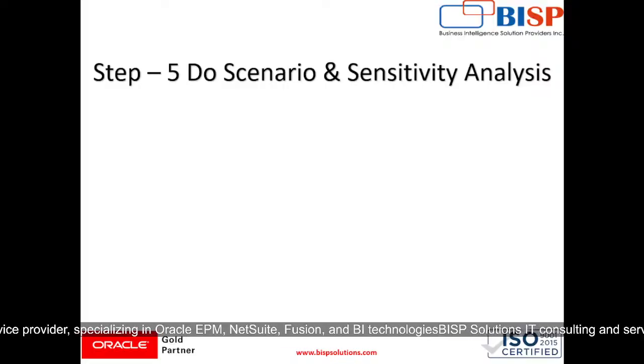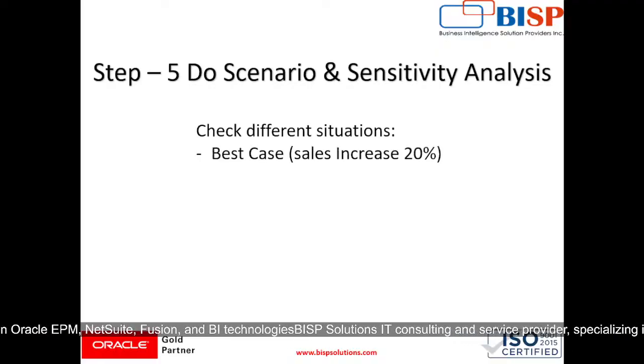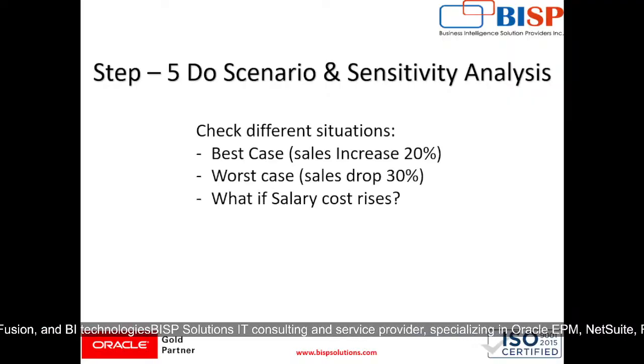Next is scenario and sensitivity analysis, where we will be checking different situations, like best case where sales increase by 20%, worst case where sales drop by 30%, and what if salary cost rises. So we will be making 3 versions of our coffee shop model: one where sales are high, another where they stay flat, and one where they are falling.